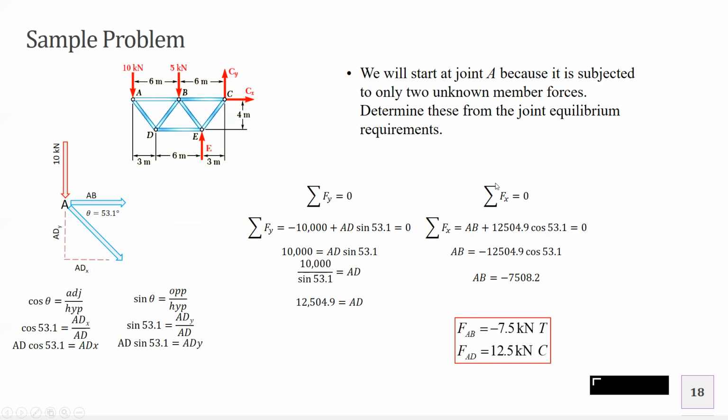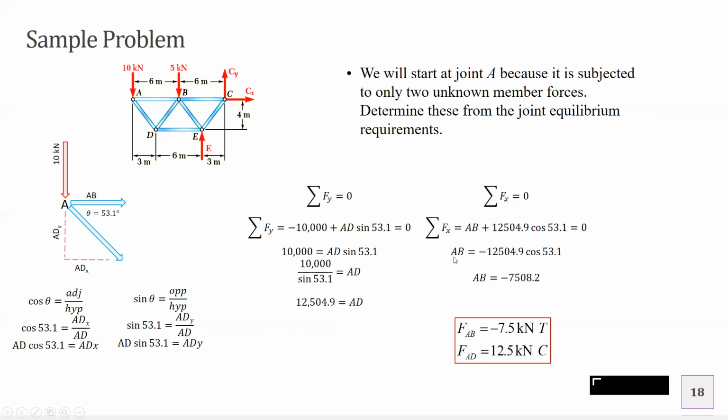Now, let's move over here. The force in the x direction. So we can now find this one, and we can now solve for AB. So the sum of the forces in the x direction: we have AB over here, plus the ADX, which we do know, which is right here, AD cosine 53.1. But wait, we know what AD is, we just solved it right there. So we can plug that number in here, and we get 12,504.9 times cosine of 53.1, and that has to equal AB.